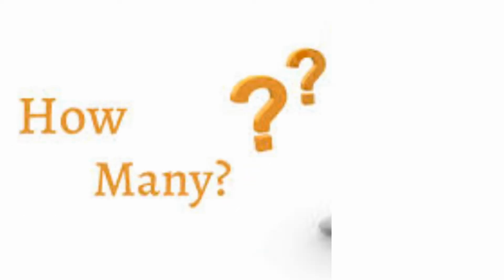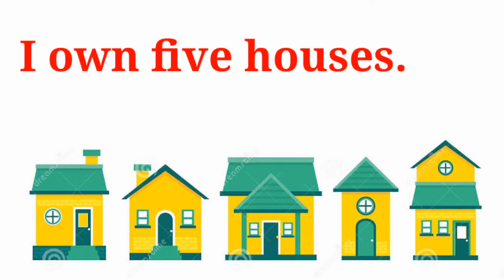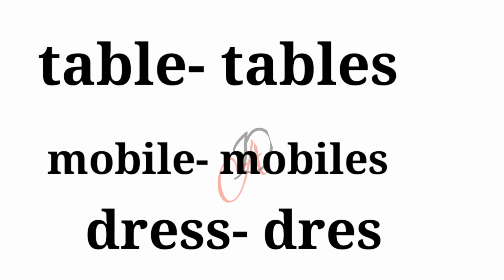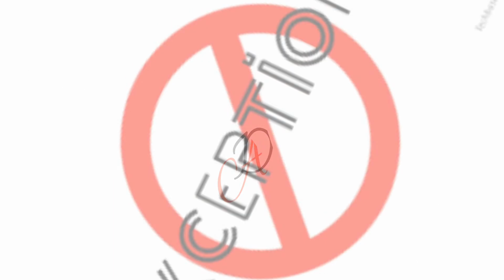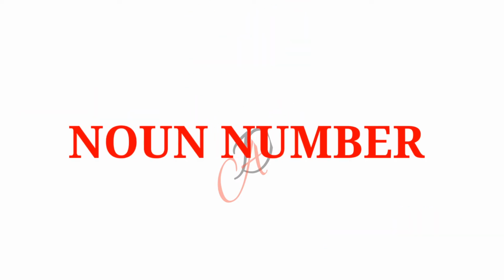The second one, if you want to ask about the quantity of a countable noun, you ask how many. For example, she has three dogs. I own five houses. The third point, most countable nouns take the plural forms by adding s or es or ies. For example, table, tables, mobile, mobiles, dress, dresses. There are some exceptions. We cannot add s or es or ies for all the plurals, like leaf, knife, cattle.